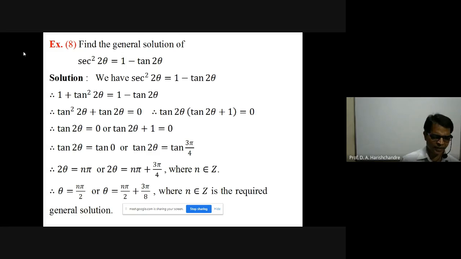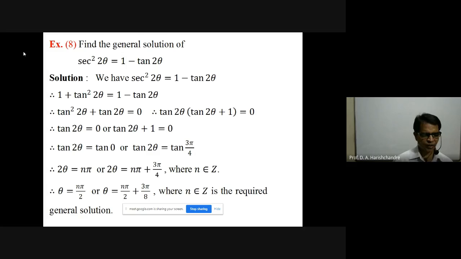Now, in the second case, that plus 1 can be shifted to the right hand side so that it looks like tan of 2 theta is equal to minus 1, and that minus 1 can be transformed into a trigonometric tan ratio because we know that the value of tan 3 pi by 4 is minus 1. So that minus 1 can be replaced by tan 3 pi by 4, so that our trigonometric equation looks like tan of 2 theta is equal to tan 3 pi by 4.